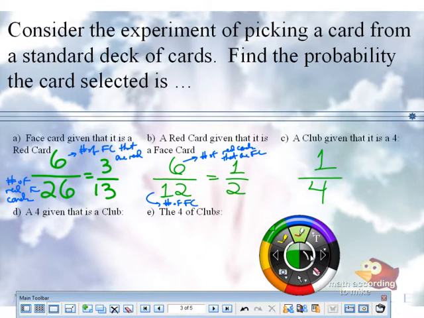So the given's the denominator. How many clubs are there? 13. Very good. Out of those 13 clubs, how many are also 4s? 1. E, the 4 of clubs. 1 out of 52. There's no given here.